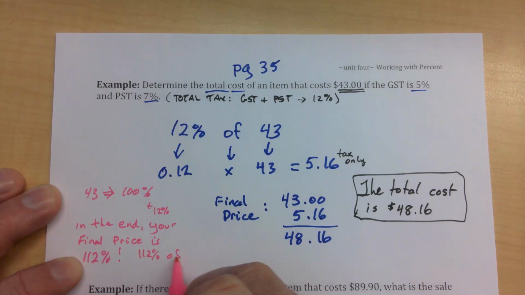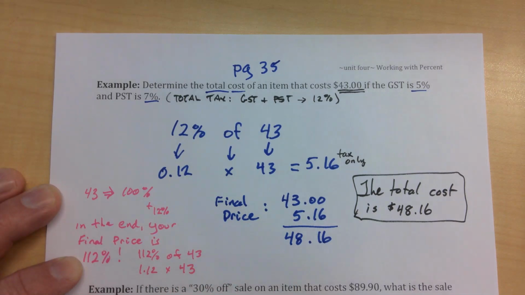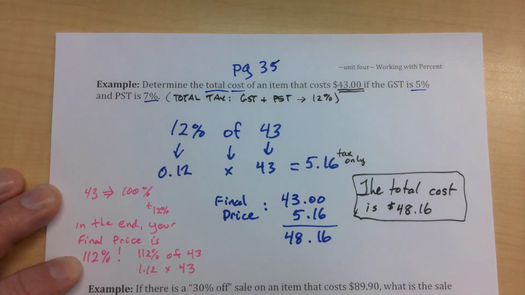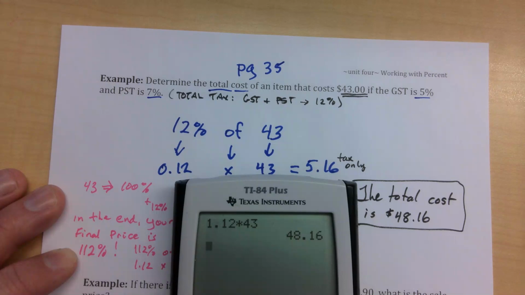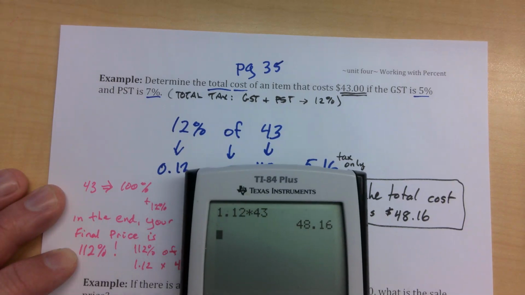112% of 43. Okay, so that's 1.12 times 43. Let's just see what that gives us. So 1.12 times 43 is $48.16, okay?